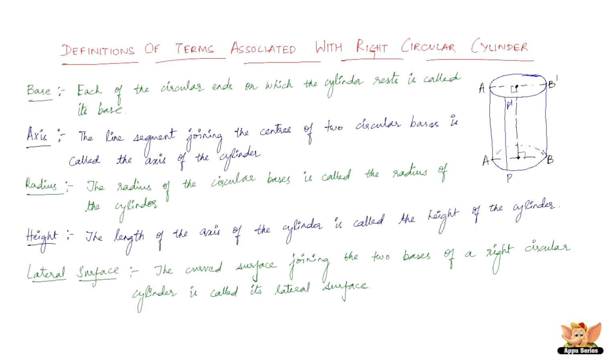It's pretty much the same thing here, except that this is a curved surface. So the curved surface joining the two bases of a right circular cylinder is called its lateral surface. Here we cannot count four walls or something, because this is a continuous circular surface that joins the two circular bases. Therefore, the lateral surface is the curved surface joining the two bases of a right circular cylinder. It's called its lateral surface.